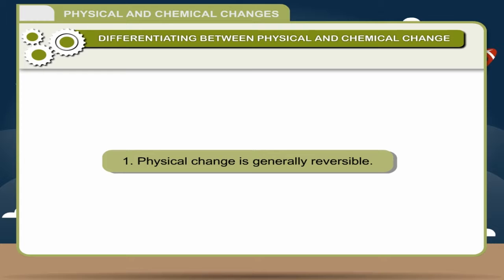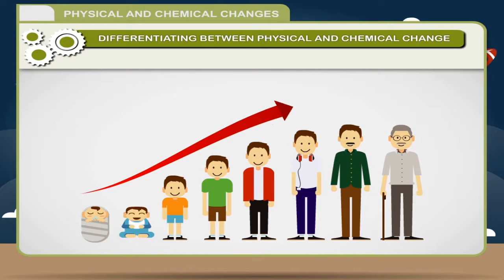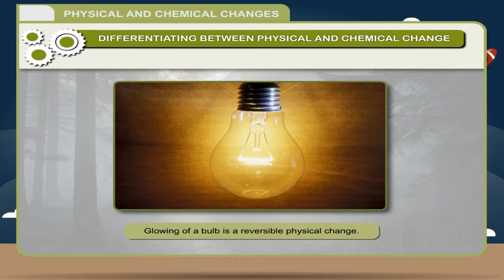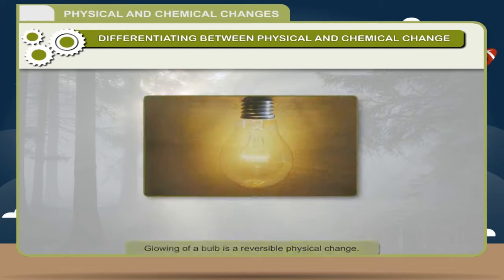1. Physical change is generally reversible. Since a physical change does not involve change in molecular composition, in most of the cases it is reversible. For example, glowing of a bulb is a reversible physical change.